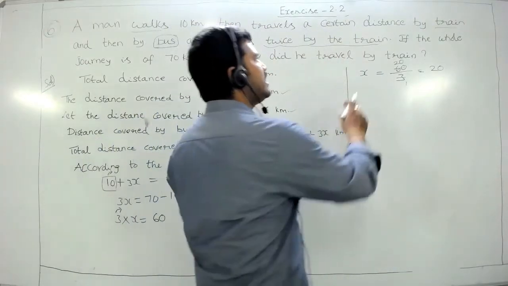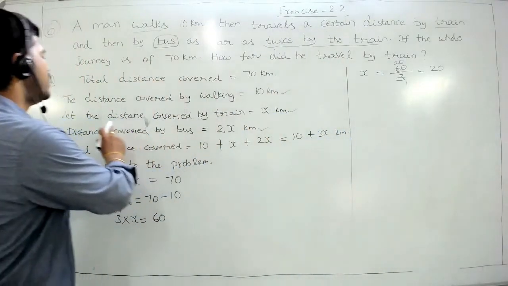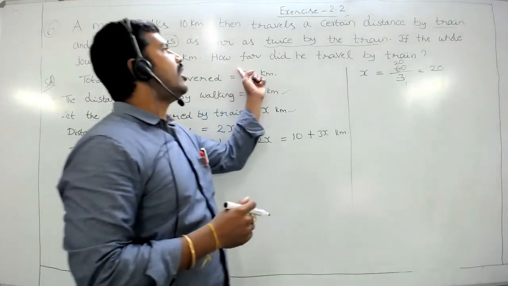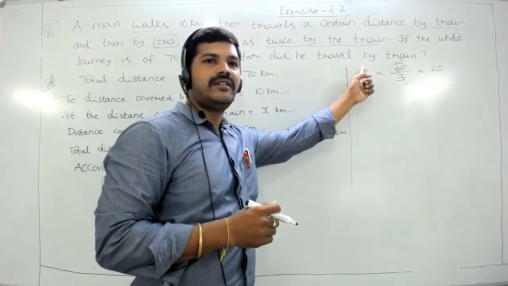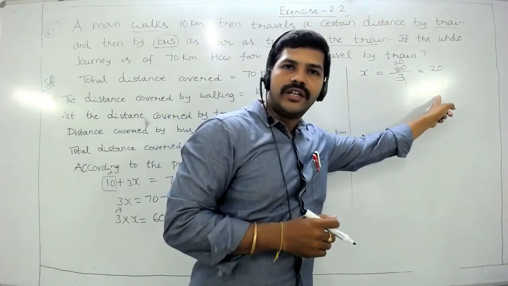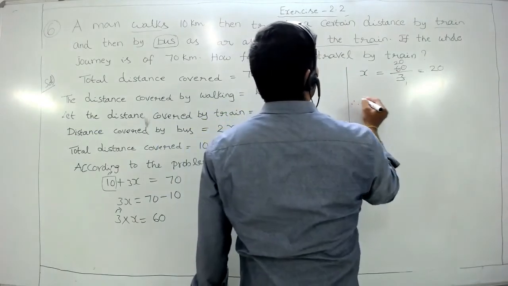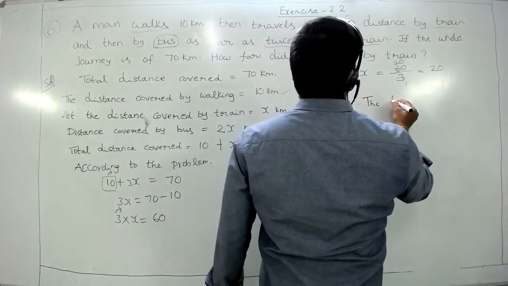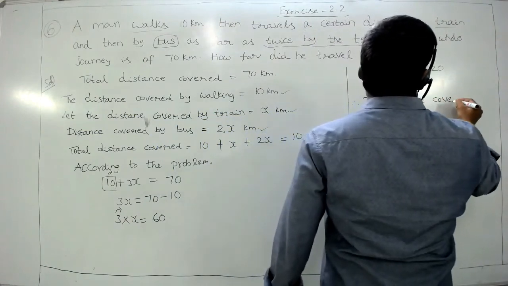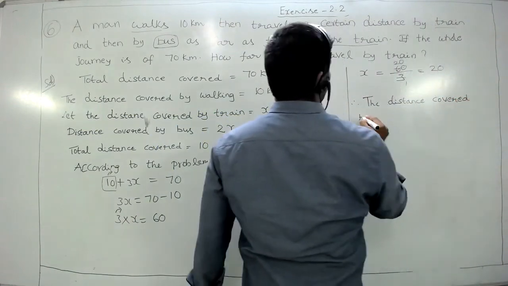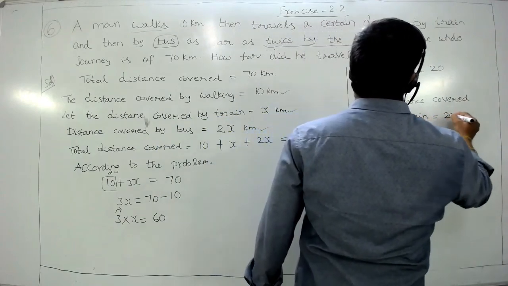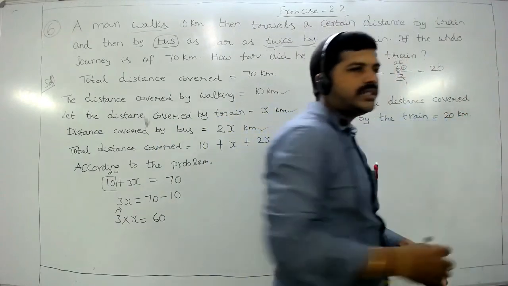Therefore, what is x? x is the distance covered by the train. What did he ask? How far did he travel by train? That is what we got: x, which is 20 kilometers. Conclusion: therefore, the distance covered by the train is equal to 20 kilometers.